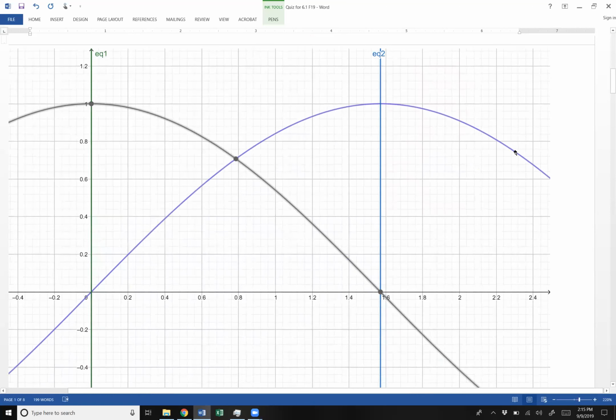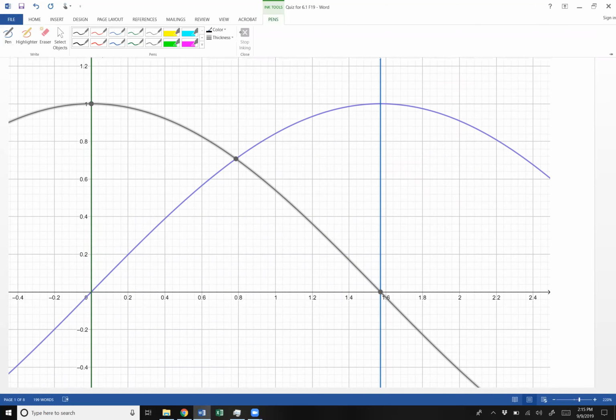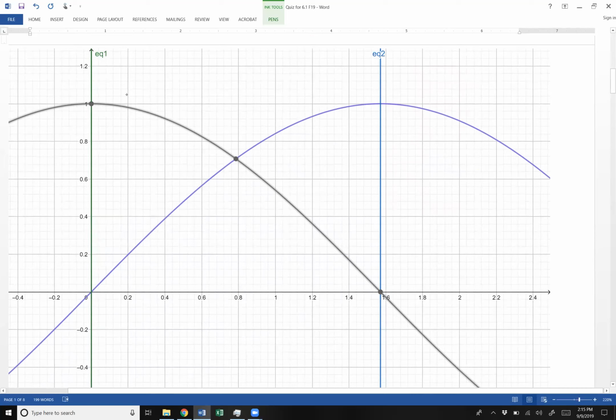So first thing, I'm looking at the graph here. I've got cosine of x right here. I've got sine of x. What's an important thing for me to notice about the graphs here? On the left-hand side, the cosine is above, and on the right-hand side, the sine.